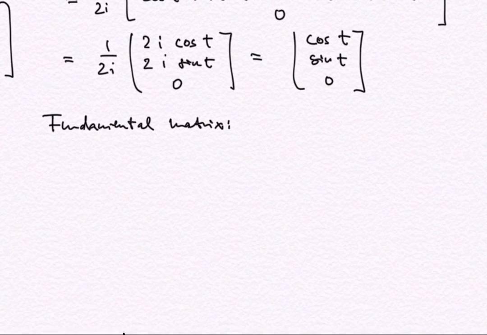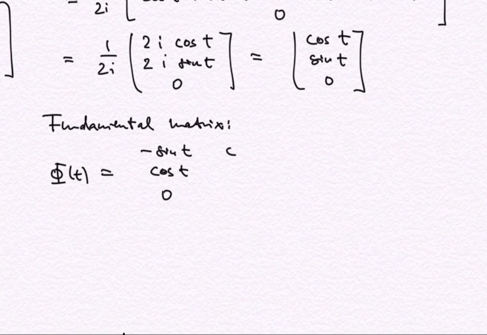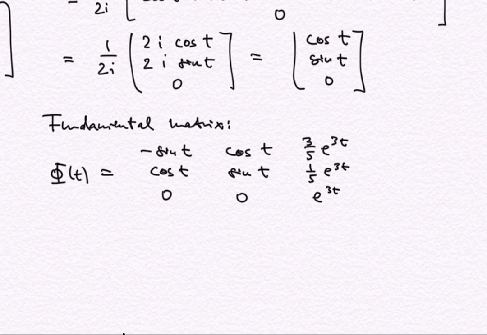Fundamental matrix with all real entries. So using these two solutions, I have minus sine of t, cosine of t and 0. Cosine of t, sine of t, and 0. And then the real part anyway, 3 fifths e to the 3t, 1 fifth e to the 3t, and e to the 3t. That's my fundamental matrix.